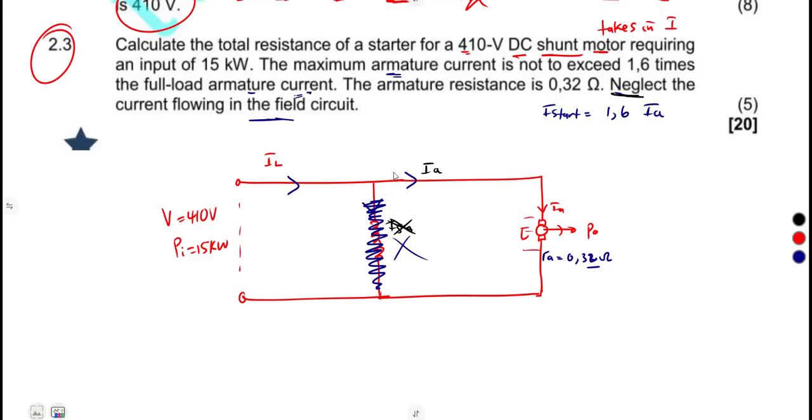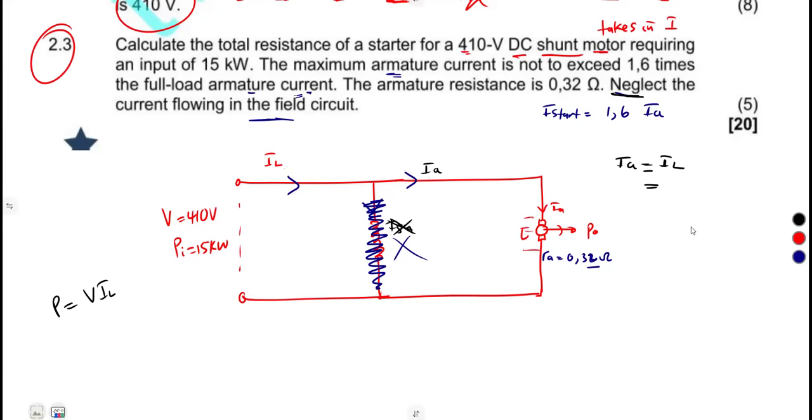So it means the armature current will be equal to what? The armature current will be equal to the load current, where the load current can be calculated from what? Power, as we've got power, it's voltage times what? The load voltage times what?